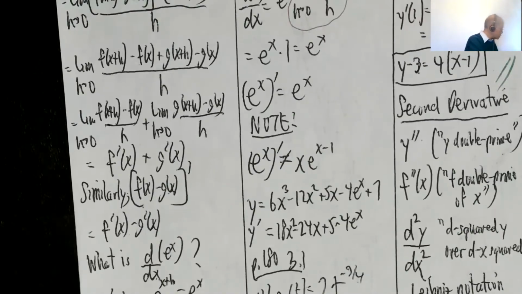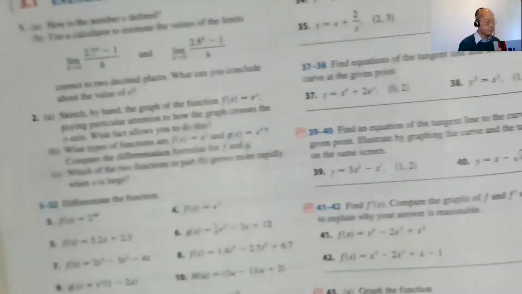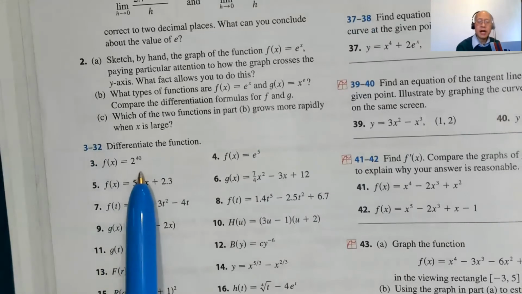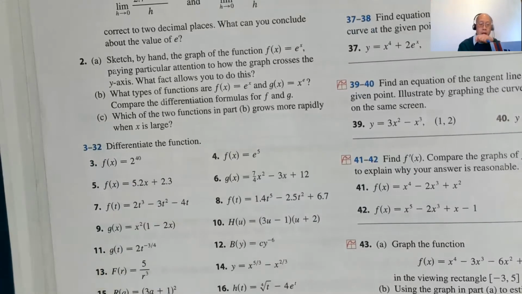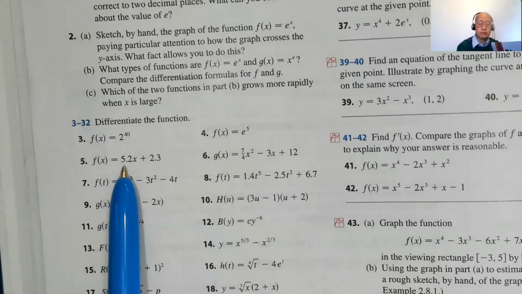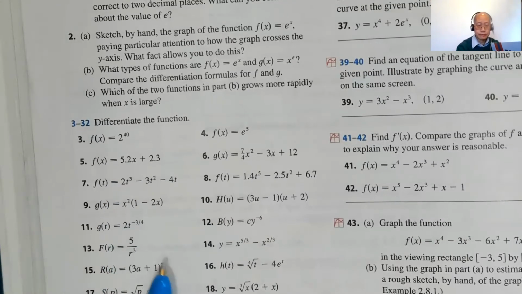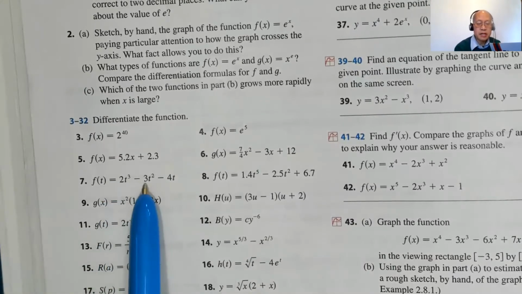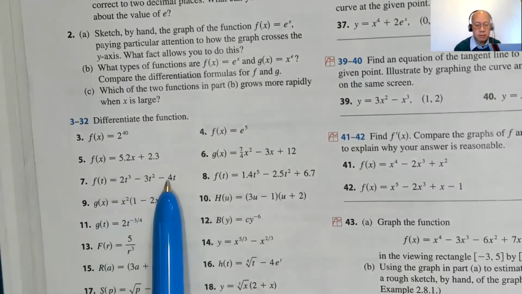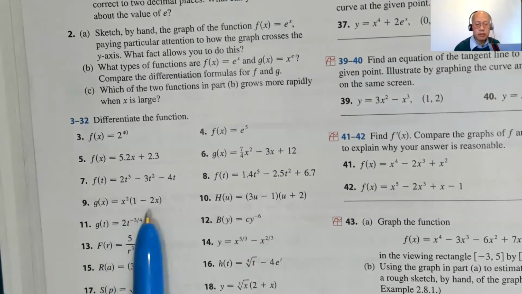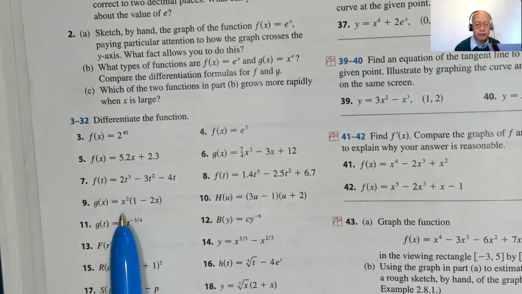All right, so we'll go to work on some of these problems. First ones are pretty straightforward. Number 3, 2 to the 40th is a constant, therefore its derivative is 0. Number 5, derivative is 5.2. Derivative of that is 0. Number 7, the derivative is 6t squared minus 6t minus 4. So pretty straightforward. Number 9, multiply it out before you take the derivative. So go x squared minus 2x cubed, and that should be pretty straightforward after that.